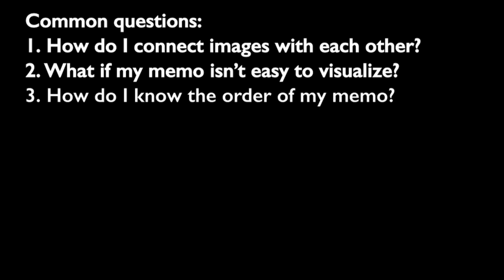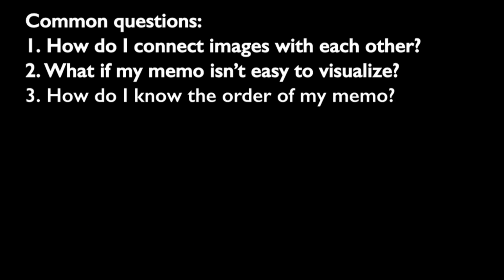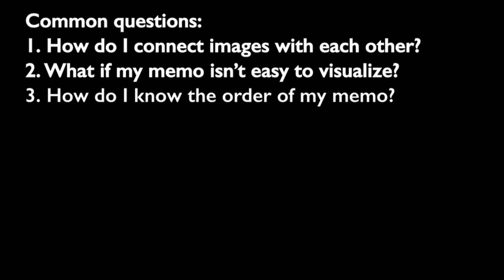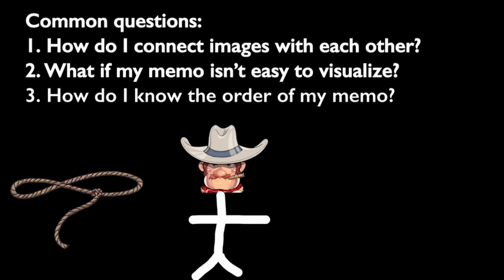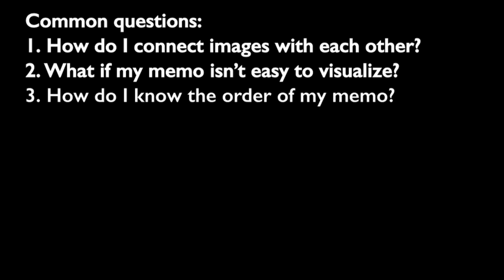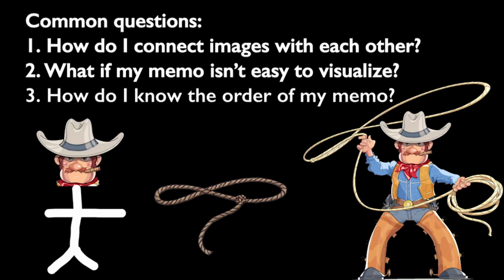Finally, how do I know the order of my memo? Like in our last example, how do we know if it's ham then China or China then ham? The way to eliminate order mistakes is to come up with rules for yourself. For example, if I have lasso then cowboy, I'll imagine a lassoed cowboy or a cowboy that's tied up. If I have cowboy then lasso, I'll imagine a cowboy lassoing something and that something would be my next image.